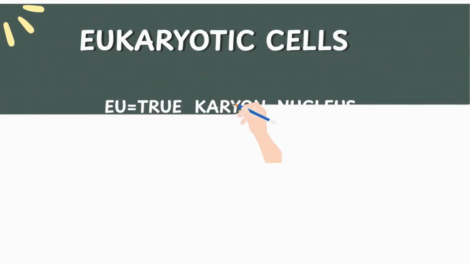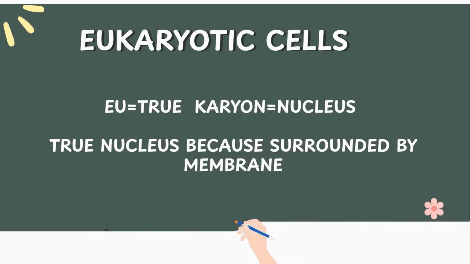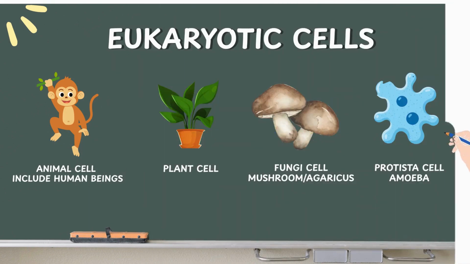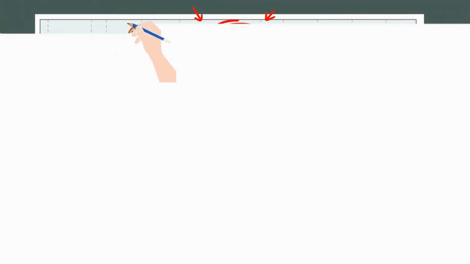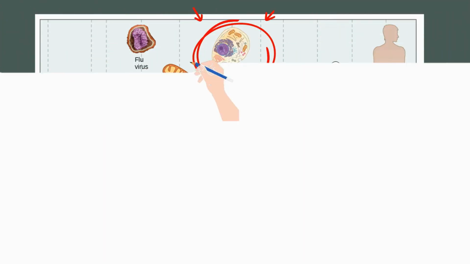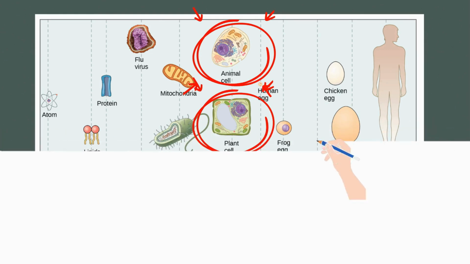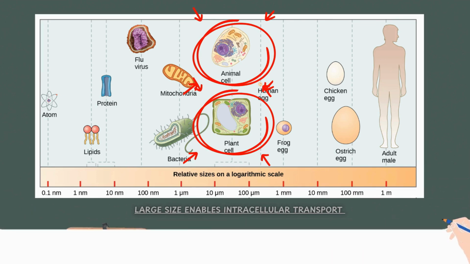Eukaryotic cells. The word eukaryote comes from eu, which means true, and kary, which means nucleus. Animal cells, plant cells, fungi, and protists are all eukaryotes. Because a membrane surrounds the nucleus, eukaryotic cells have a true nucleus. Eukaryotic cells range from 10 to 100 micrometers in diameter. Due to their large size, they have structural adaptations to enhance intracellular transport.